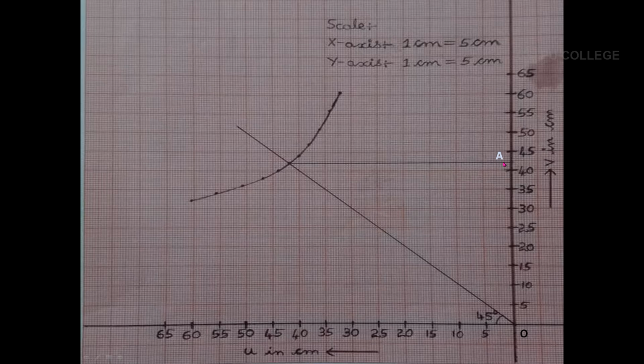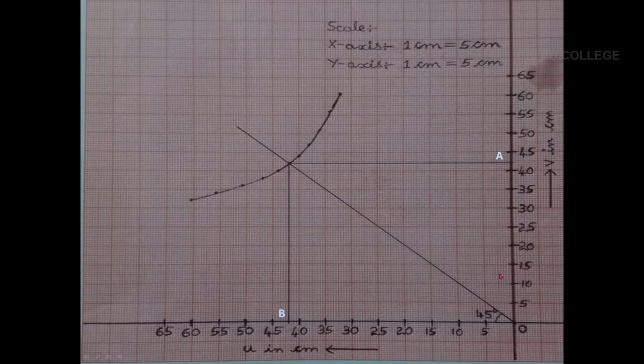Now let me draw a perpendicular to the y-axis from this point. This is a line and this point is A. And similarly, let us draw another line which is perpendicular to the x-axis from this point. This is a line. Now from here to here the distance is OA, and from here to here the distance is OB. So OA is equal to 42 centimeter, correct? This is 42 centimeter, and OB is also equal to 42 centimeter, and this angle is equal to 45 degree as this is bisecting the center of the curve.